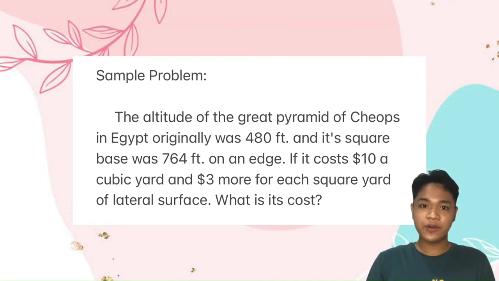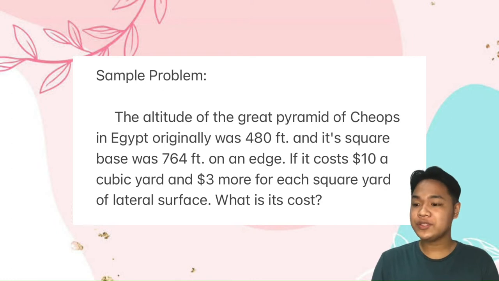The altitude of the Great Pyramid of Cheops in Egypt originally was 480 feet, and its square base was 764 feet on an edge. It is said to have cost $10 a cubic yard and $3 more for each square yard of lateral surface. What is its cost? When we are solving a problem, always remember that before answering, let us first identify the givens and then identify what is asked. Then we write the formula for the pyramid, substitute the givens to the formula, and solve.